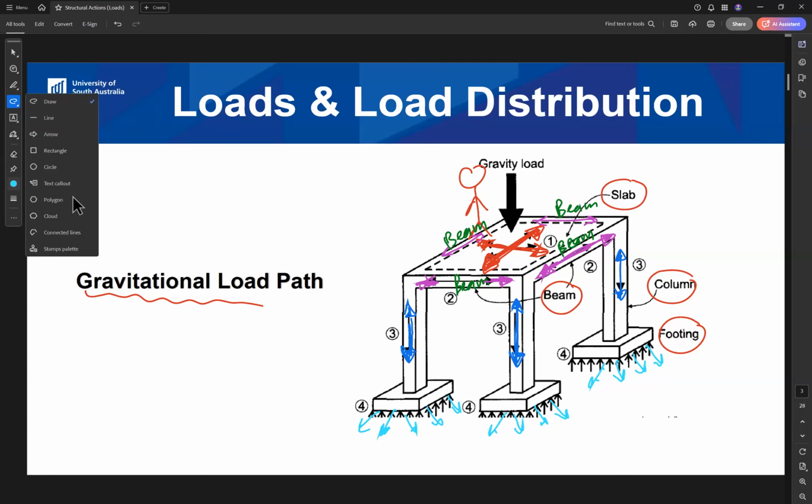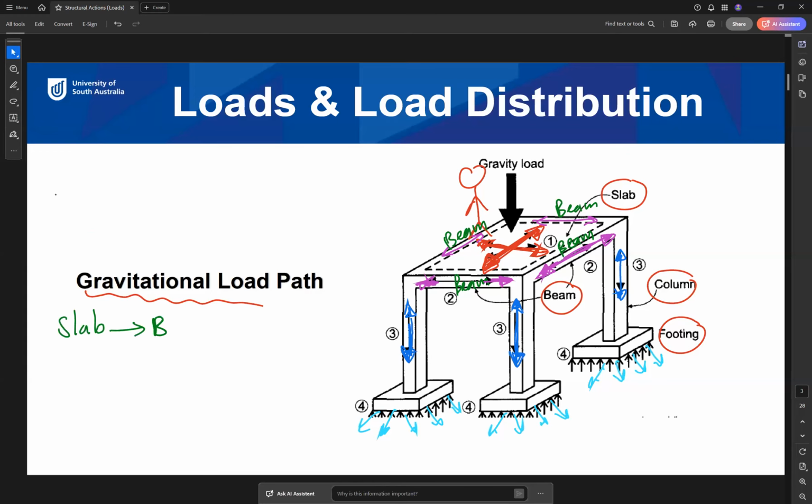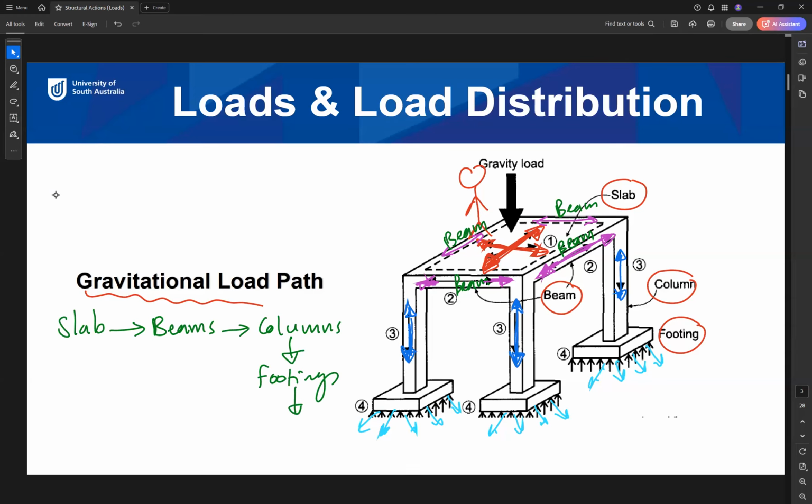The load will be transferred from the slab to the beams. Then the beams will transfer to the columns. Then the columns transfer to the footings. And finally the footings transfer to the soil. Because all the loads of any structure at the end will be transferred and distributed to the soil. So we need to understand how the load is transferred from the building or the structure itself to the soil.